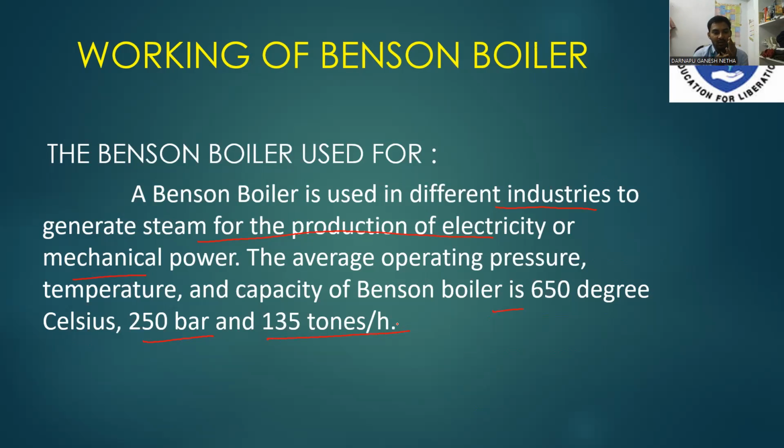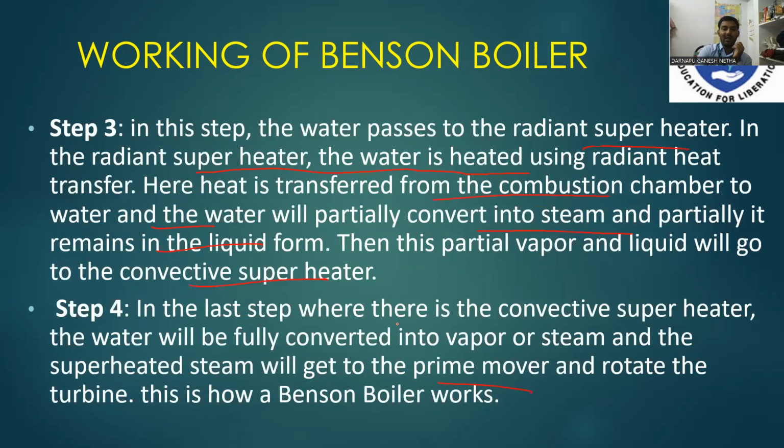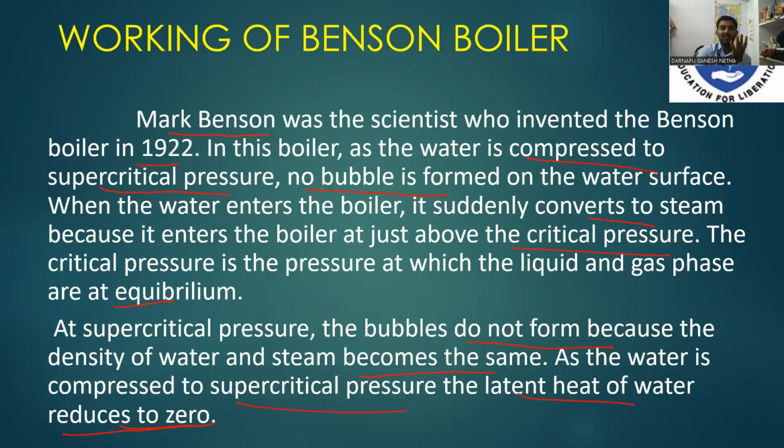The Benson boiler is used in different industries for the generation of steam, and also for the production of electricity and mechanical power. Its operating pressure is high, and the temperature is also high. The capacity of the Benson boiler is 650 degrees Celsius and 250 bar, and it produces nearly 135 tons per hour. Let's recap what we learned in this video.